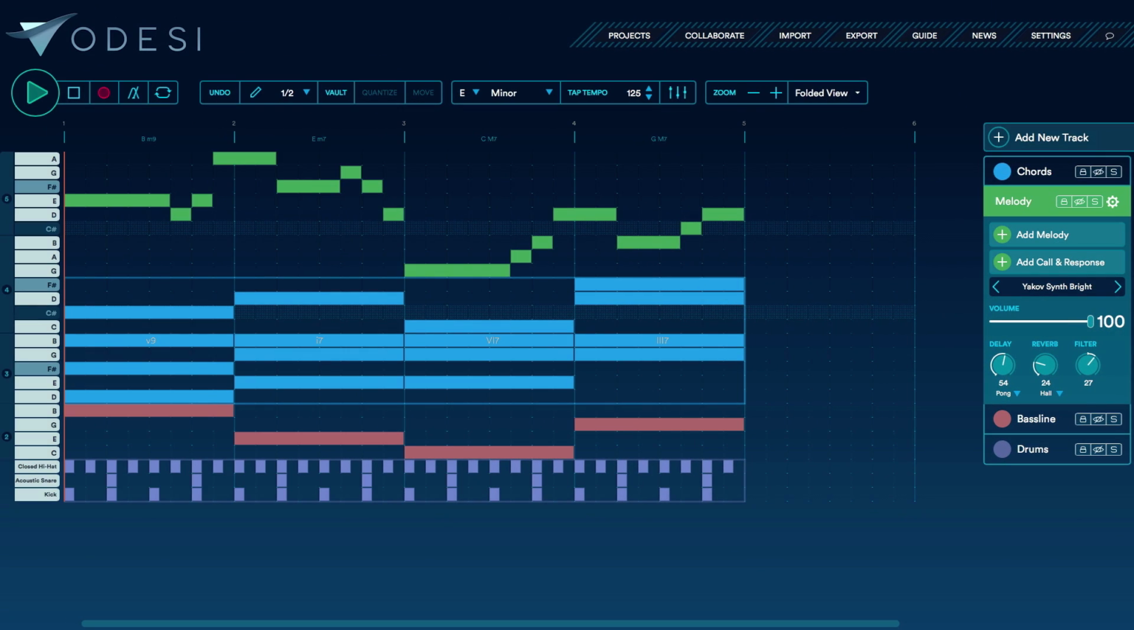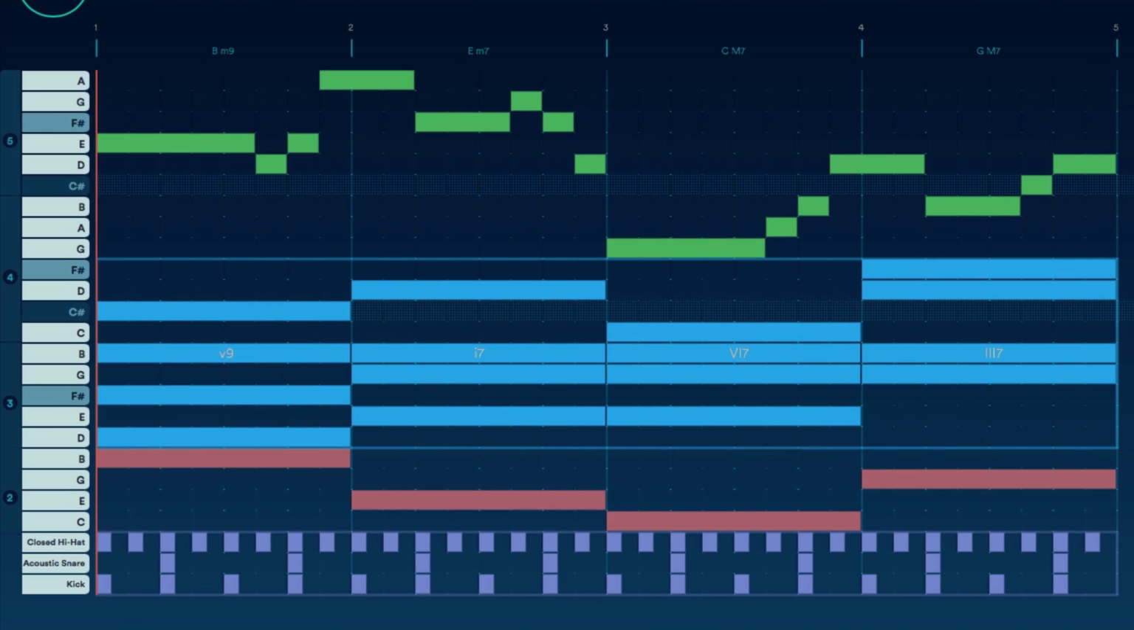We already have a melody here on the canvas. I'll play the melody by itself first, and then I'll let you hear what it sounds like with my chords and bass parts.